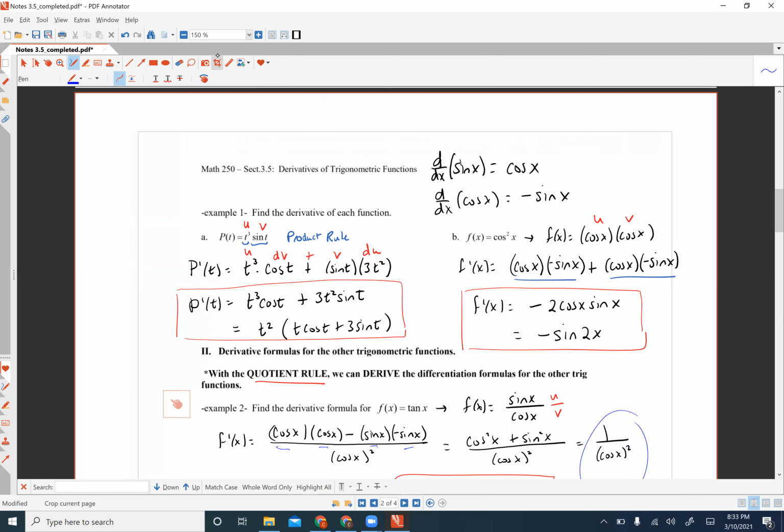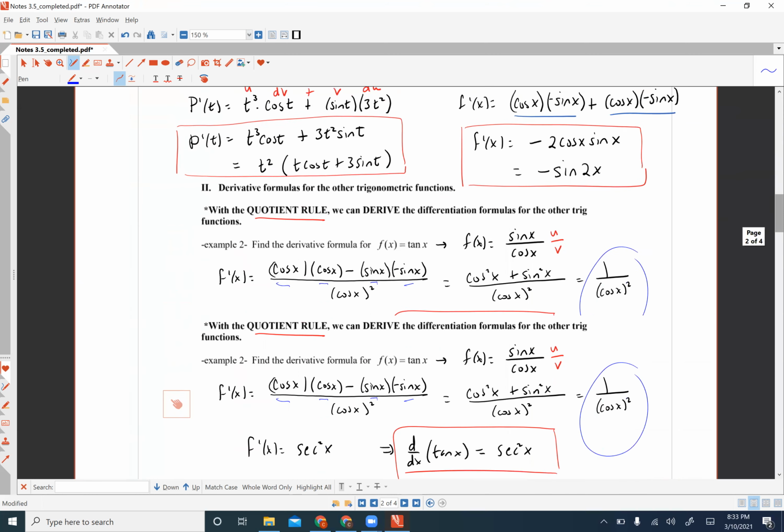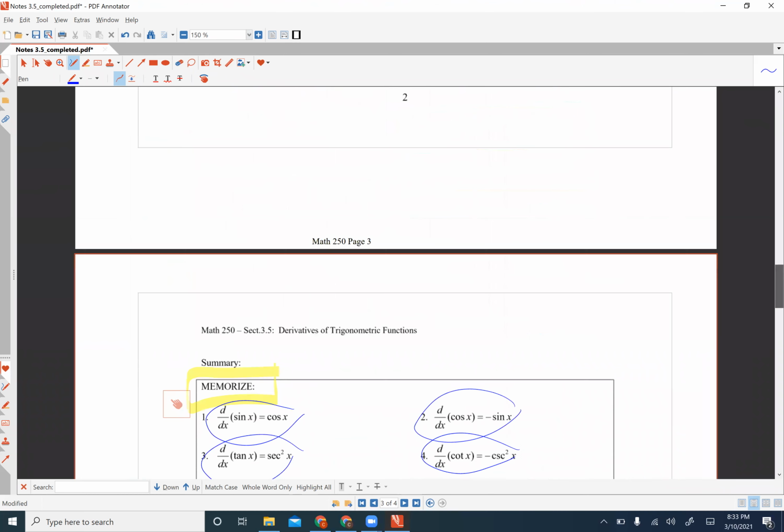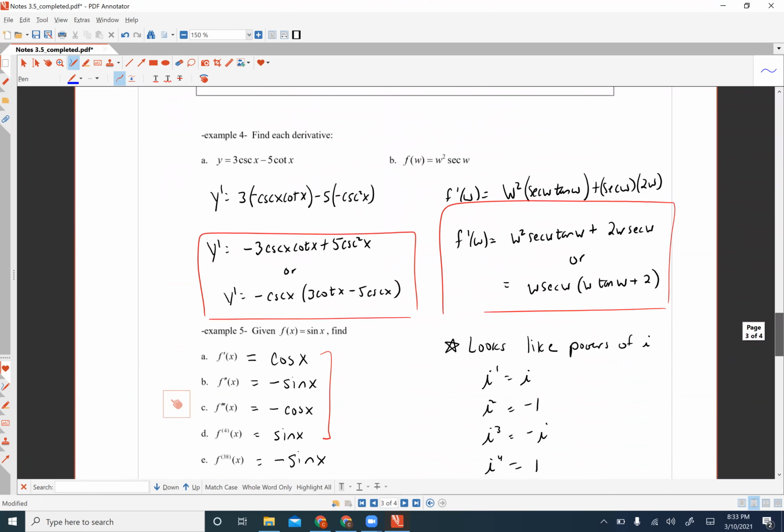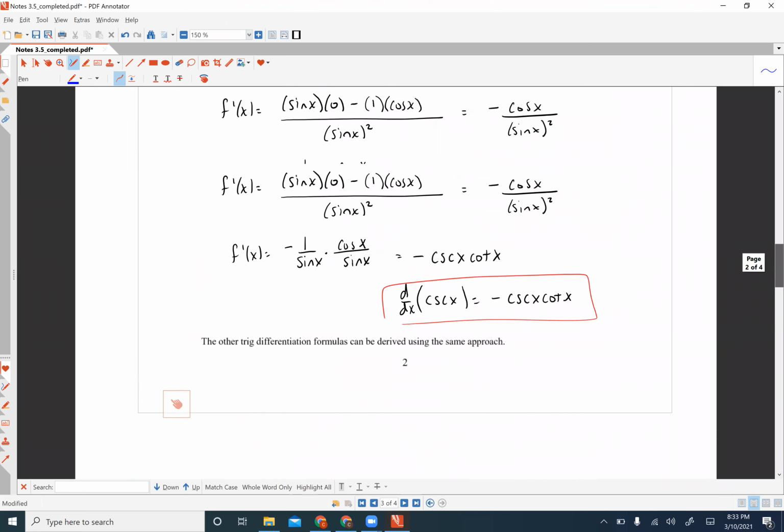Let's try 150. Okay, so let's just look at a couple of the. Let's see, where was I?